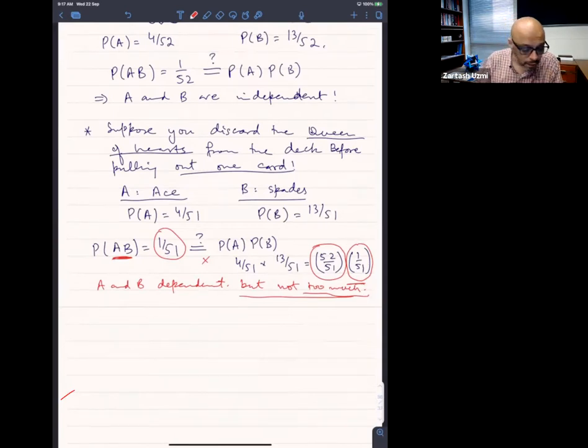Now, a couple of more examples are given in the notes about independence and dependence and how to calculate that. One thing I want to mention is that if A is independent of B, then B will also be independent of A. If A does not impact B, then B does not impact A either. Another thing: if an event is independent of A and also independent of B, then that event may not be independent of A and B together.